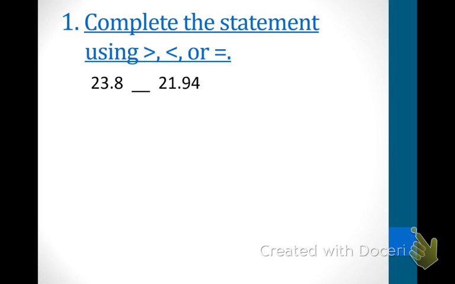A lot of times what helps is just to rewrite the numbers directly underneath there. You line up those decimal points. So let's look at the whole number. This whole number is a 23. This one's a 21. So I want you guys to read it to me from left to right and tell me what I should put in the blank. 23.8 is, keep reading.